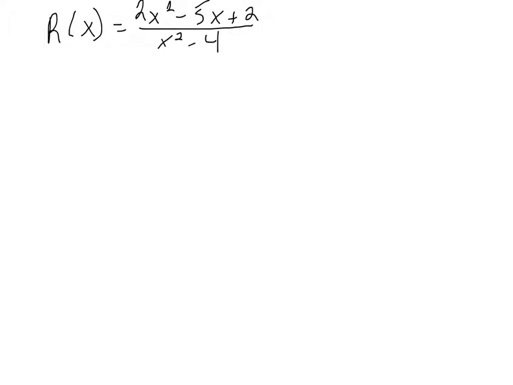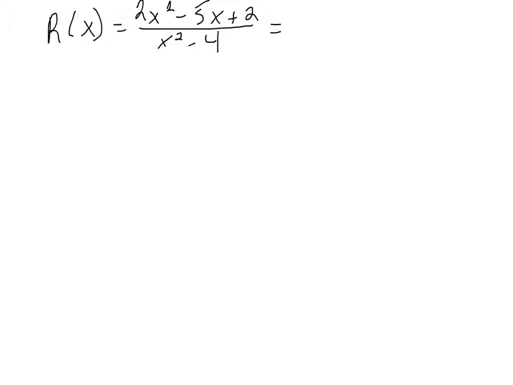All right, so the first thing we want to do here is find the intercepts, just like we did before. The first thing we should do, especially in a situation where the top and the bottom are factorable, is to go ahead and factor the top and the bottom first. So let's go ahead and do that.